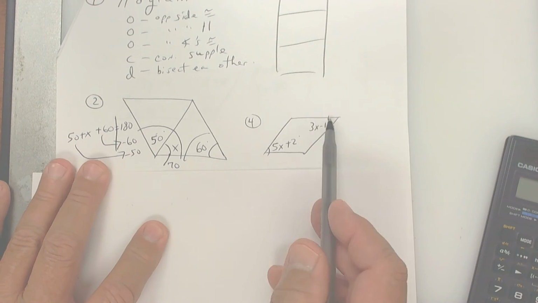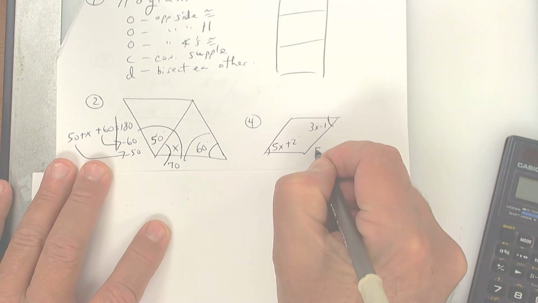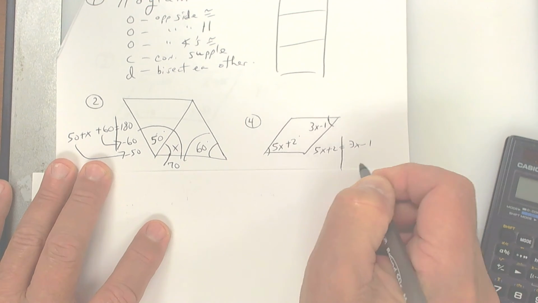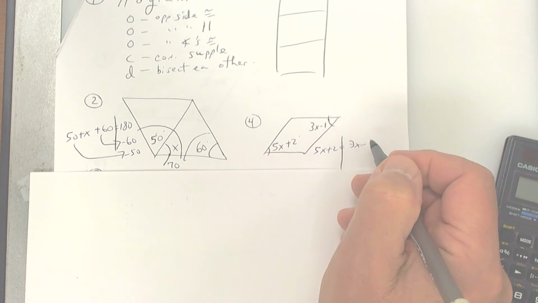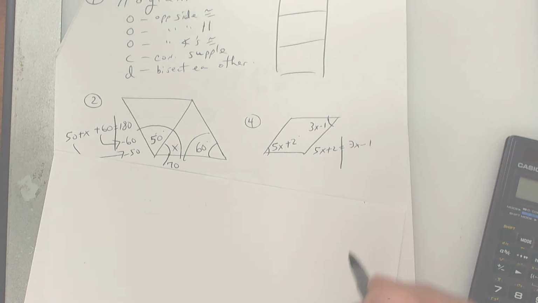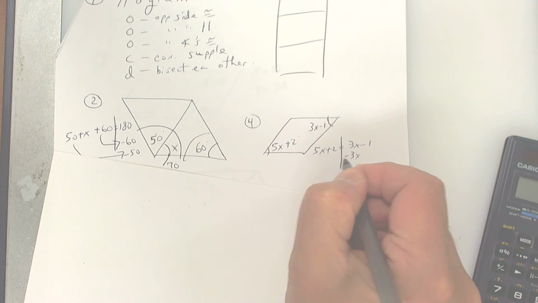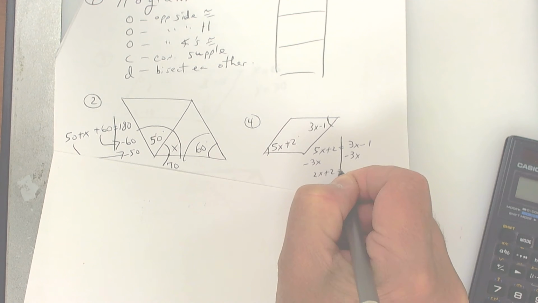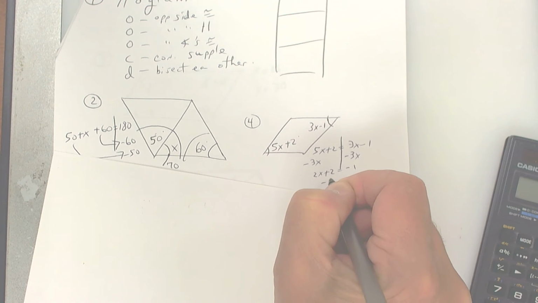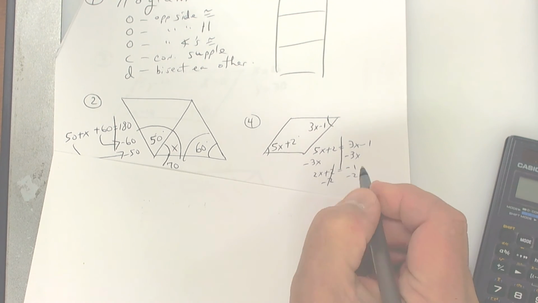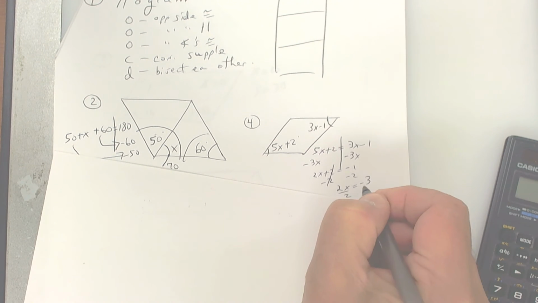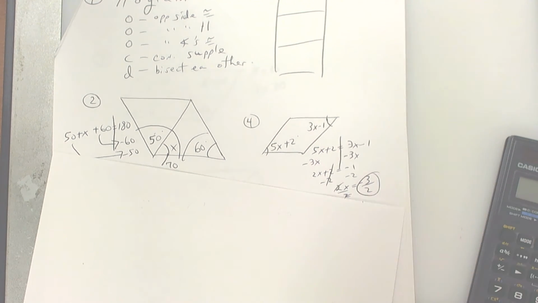This one, if it's a parallelogram, these are equal. So you put 5x plus 2 is equal to 3x minus 1, and you work it out. 3x is smaller. So what you want to do here is subtract 3x from both sides. When you do, you get 2x plus 2 is equal to a negative 1. You want to subtract 2 from both sides and get 2x equals a negative 3. And then you want to divide by 2, and you got your answer.